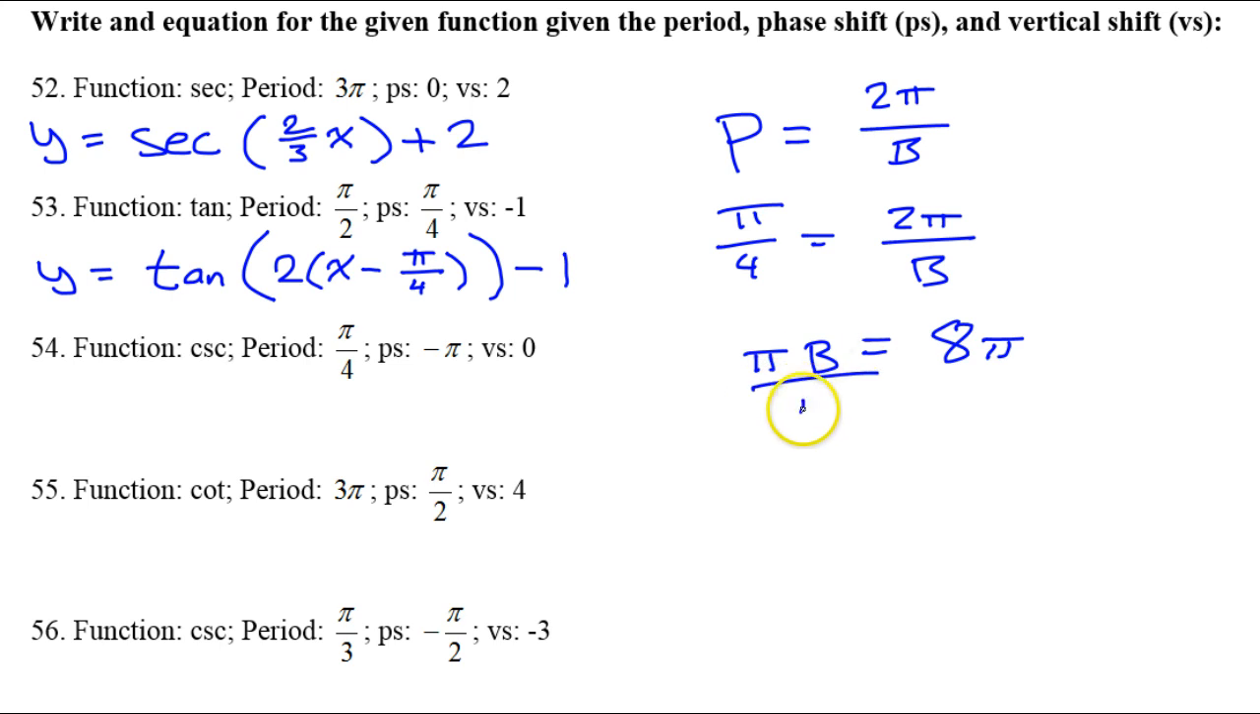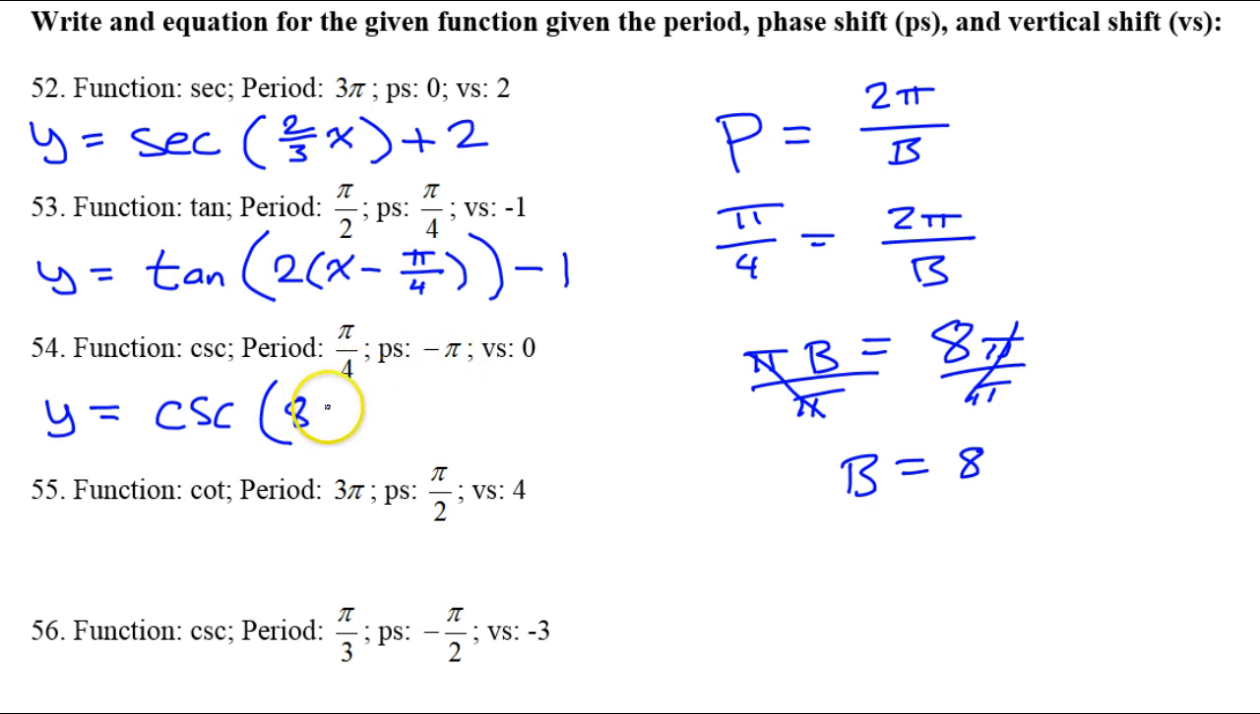All right, dividing both sides by pi. Pi cancels out on both sides. So b is equal to 8. Time to write the equation. Y is equal to cosecant. Now comes the b value, so I put 8.